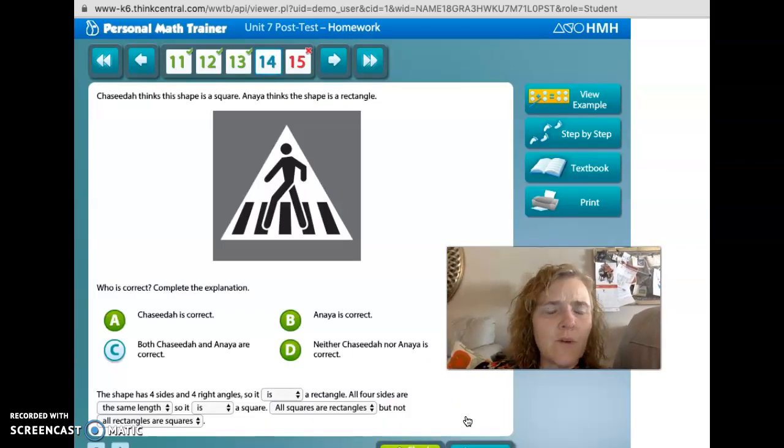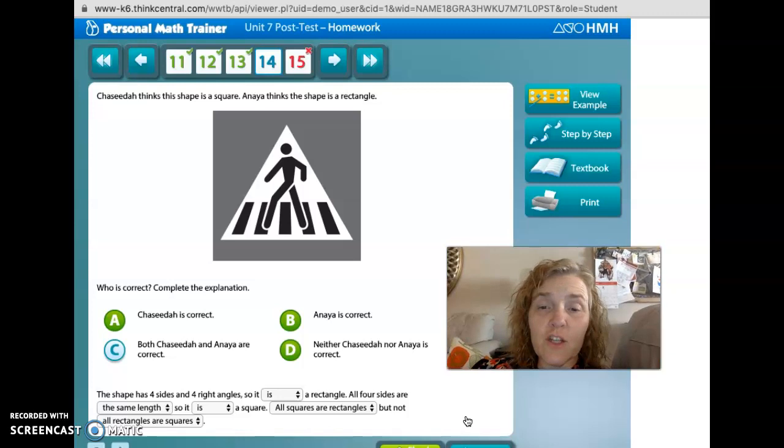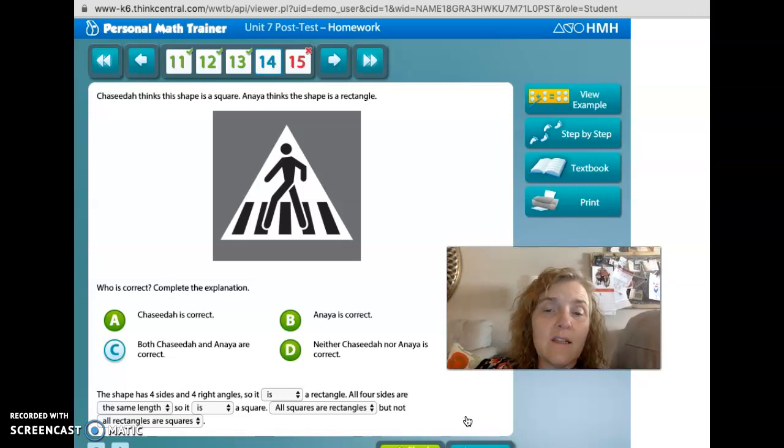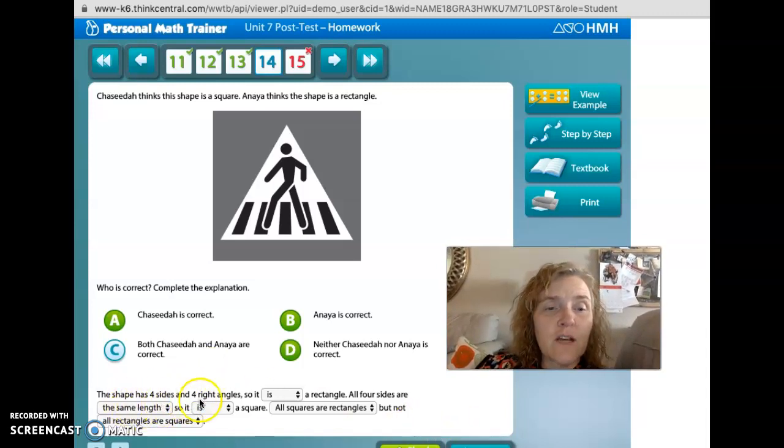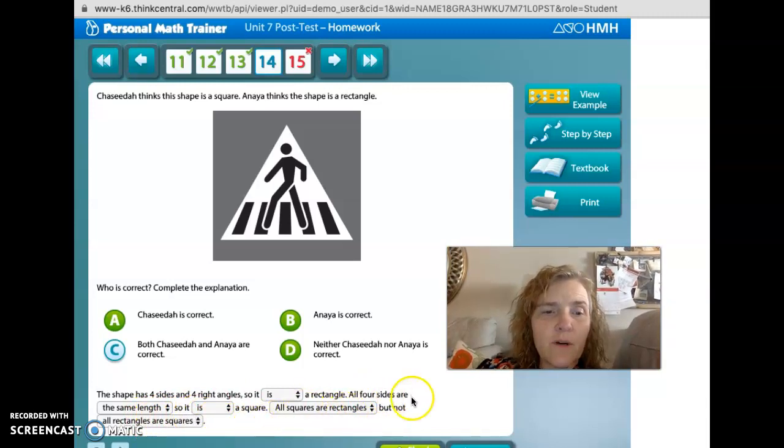All right, this one was a little tricky. Chesita and Anaya both disagree on what this shape is. Is it a square or is it a rectangle? And if you think about it, they are both correct. The shape has 4 sides and 4 right angles, so it is a rectangle. All 4 sides are the same length, so it is a square. All squares are rectangles, but not all rectangles are squares.